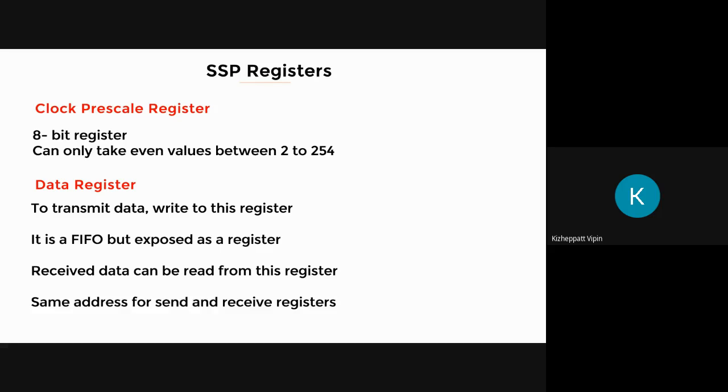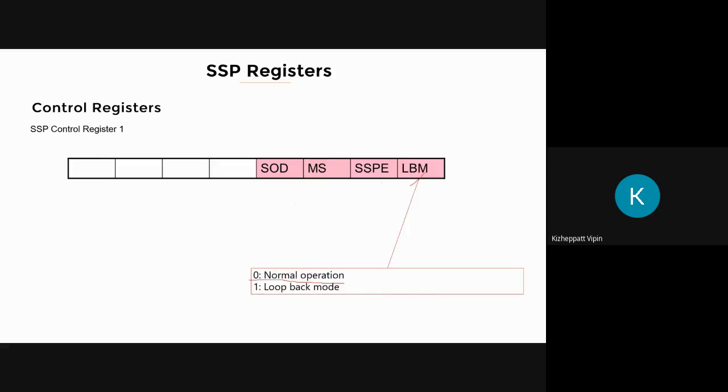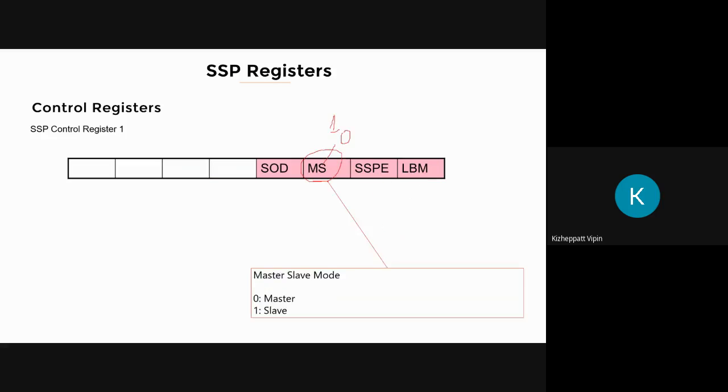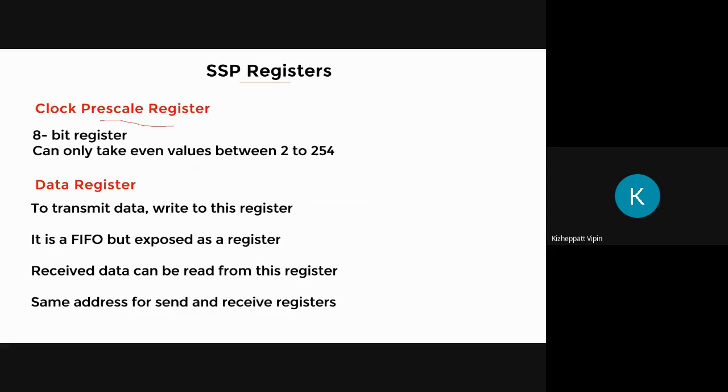Now, clock prescale register. In addition to the scaling in the control register, there is another register where you can have more prescaling. That is why the equation is like this: PCLK divided by SCR plus 1 times clock divide register. So that is this one. Again, you can't write any value that you like. You can write only even numbers between 2 to 254.